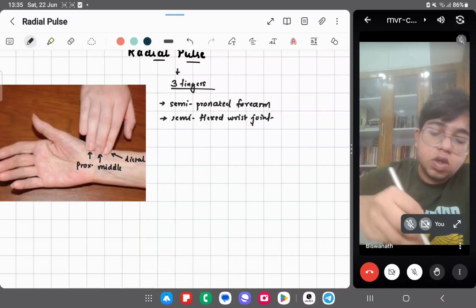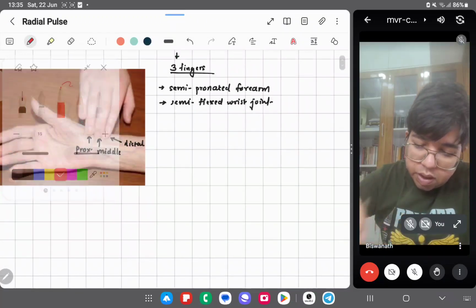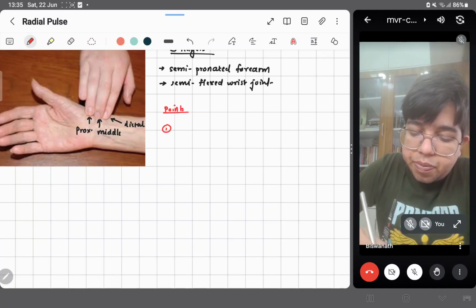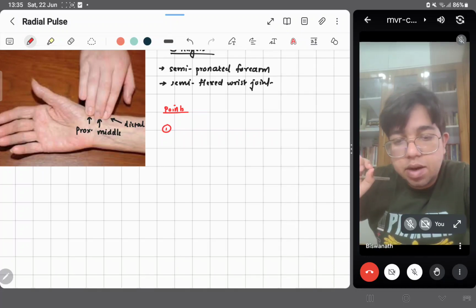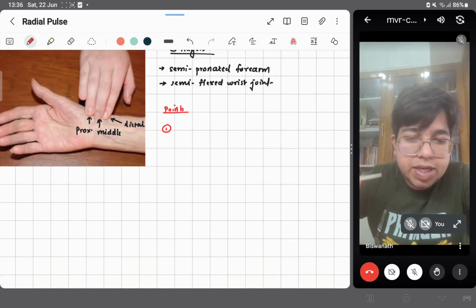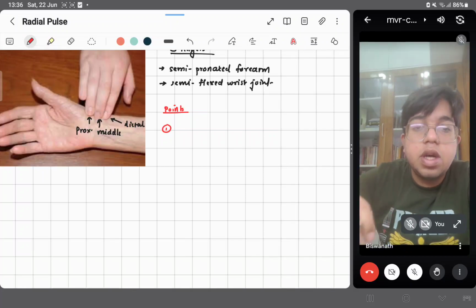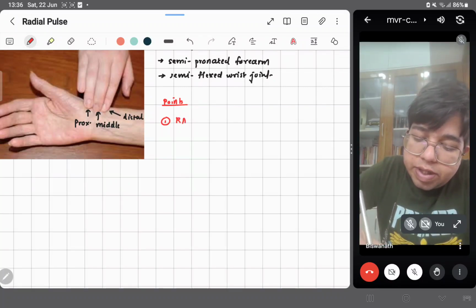Okay, so what are the points to note? Basically, just note down. First, you'll see the rate. The radial pulse rate you have to know is 60 to 100 beats per minute. Okay, 60 to 100, and on average you calculate 72. 72 BPM, beats per minute is the unit. So you have to check the rate.